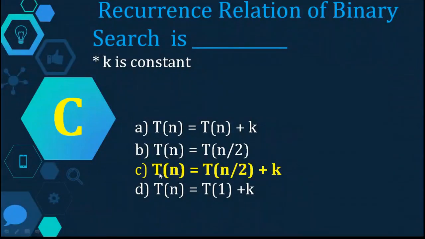So the answer is C, T of n is equal to T of n by 2 plus k. Why? Because as I have told you many times, in binary search, when we are given any list, that list is always divided by 2. And again, if we get the new list, which is n by 2, again that n by 2 is divided by 2. That is n by 4. Again, that list n by 4 is divided by 2, n by 8. And in this way, we are going to divide the list until the number of elements present in the given array is 1. So this is the stopping condition of binary search, right?